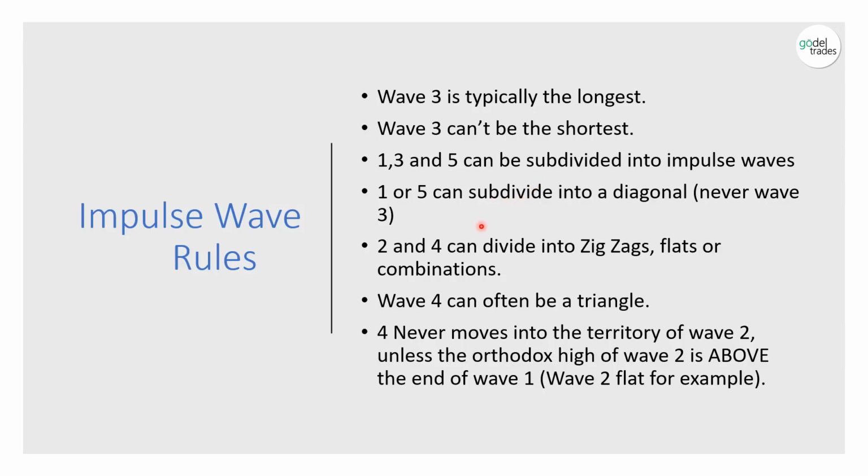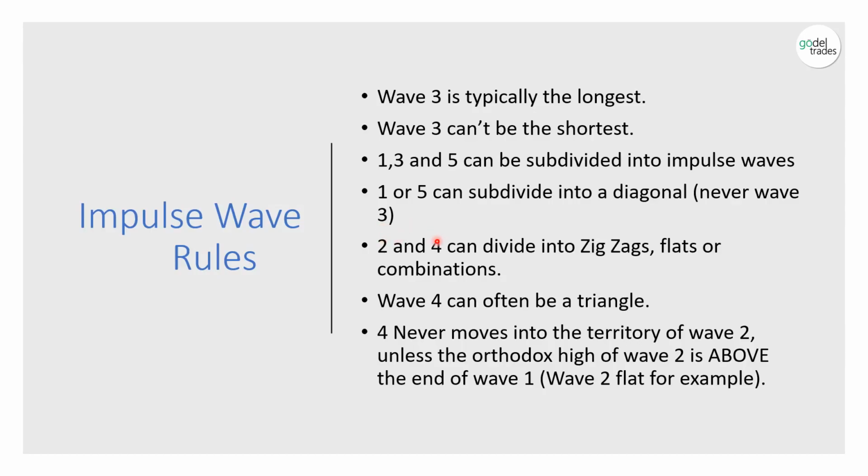Another rule of an impulse wave sequence is that waves 1, 3, and 5 can subdivide into impulse waves of their own. That's going back to the 5, 3, 5, 3, 5 structuring that we just discussed. A wave 1 or a wave 5 can subdivide into a diagonal, but a wave 3 can never subdivide into a diagonal. We're going to look at diagonals next.